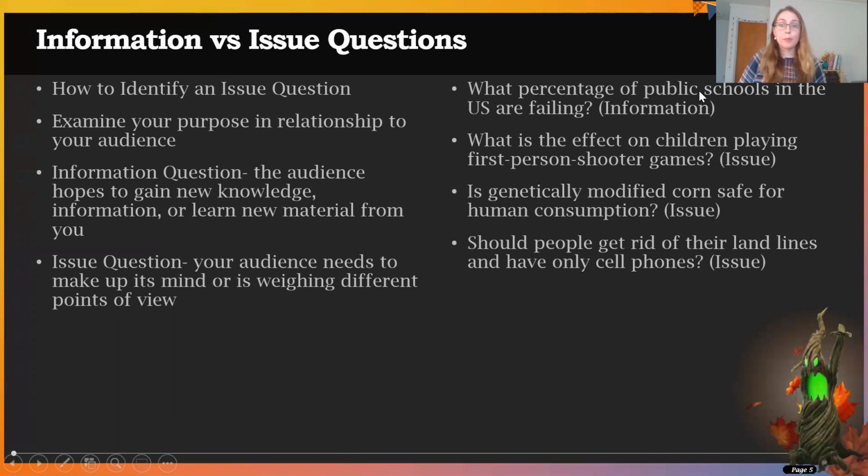So, what percentage of public schools in the US are failing? This is an information question. Why is it an information question? Because it's straightforward. It is asking for a specific set of information. It's not debatable. It's asking for the percentage of schools failing. Let's move on to the next one.